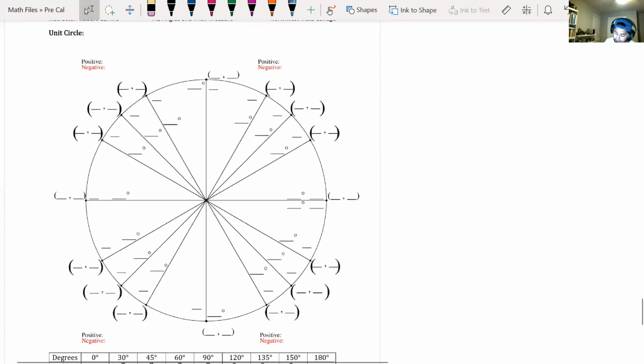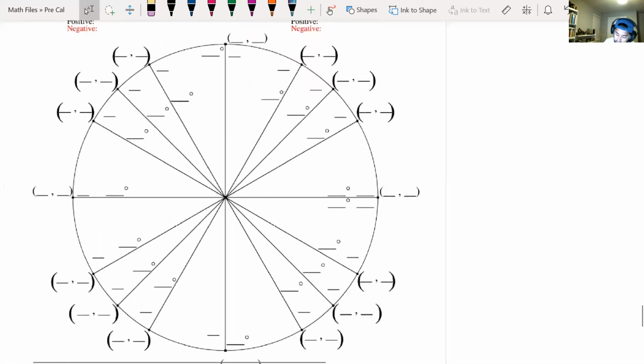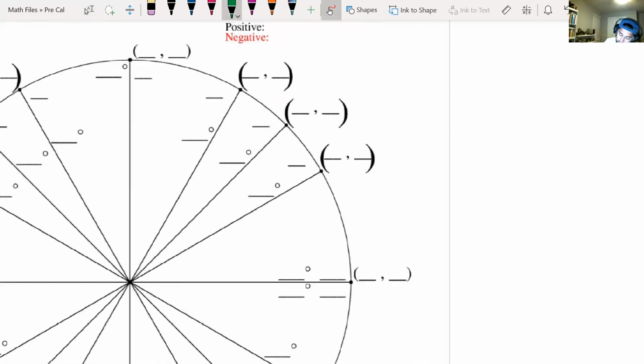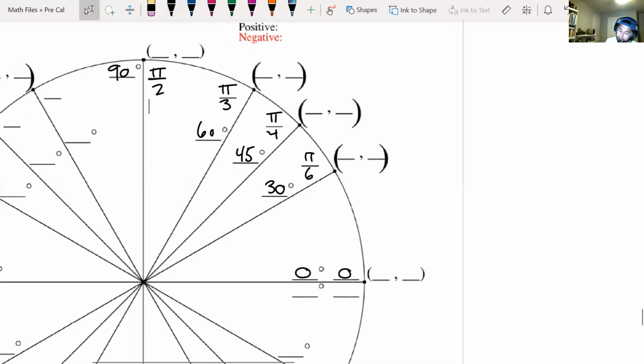So I'll start it off, and I'll focus on the first quadrant first. This is going to be 0 degrees and 0 radians. And then if you follow that table below, we next go to 30 degrees and pi over 6 radians. Then 45 degrees and pi over 4 radians. Then 60 degrees and pi over 3 radians. And then 90 degrees and pi over 2 radians. And then just keep following it from there.